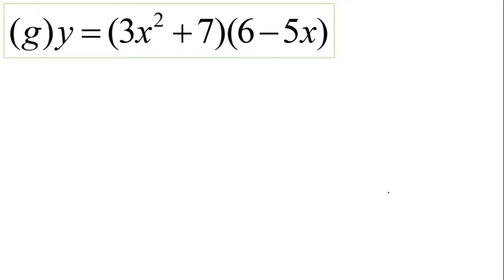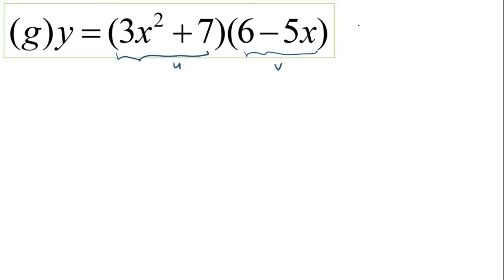So all of this up until question F, we just answered using the basic rule. Proceed with question G. We have y equal to 3x squared plus 7 times 6 minus 5x. Obviously here you can detect this is basically a multiplication of two different functions. Whenever we have this type of question, we have to use the product rule. So you can let the first function be your u and the second function be your v.